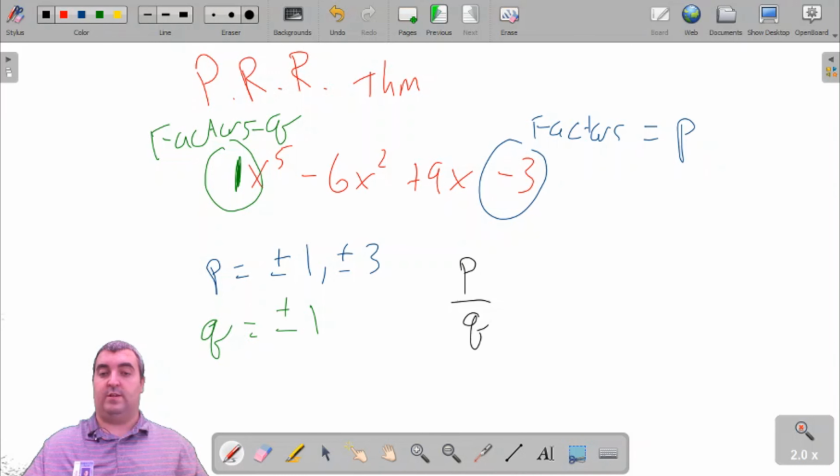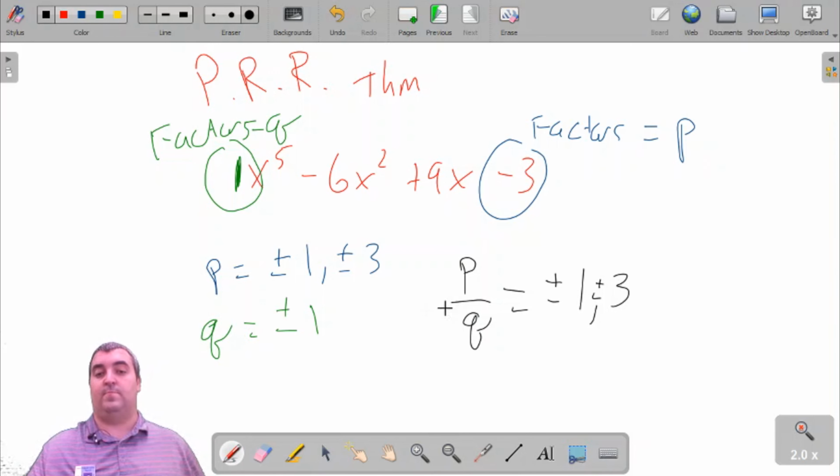So you're going to go through all the different combinations. You really don't have to worry about the plus or minus signs, because you're going to get a plus or minus every time. So you just put a plus or minus in front of all of your answers. So you're going to do p over q. 1 over 1 is 1. 3 over 1 is 3. So your potential rational roots here are plus or minus 1, plus or minus 3.